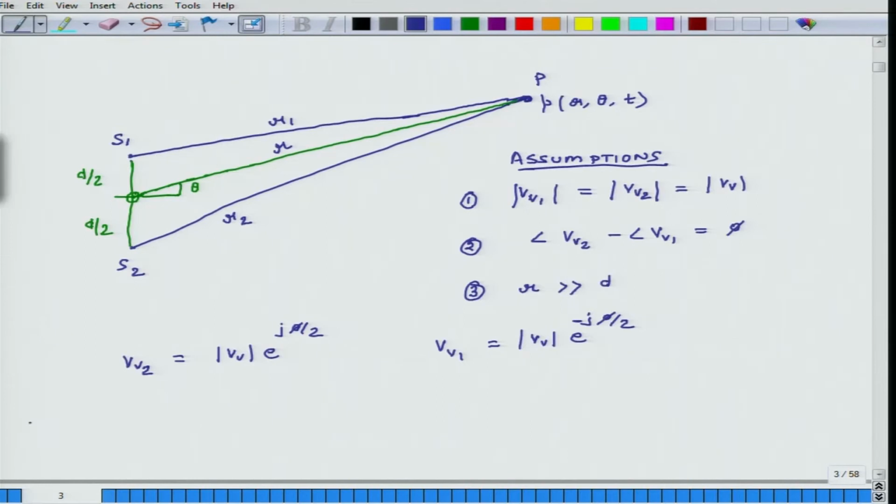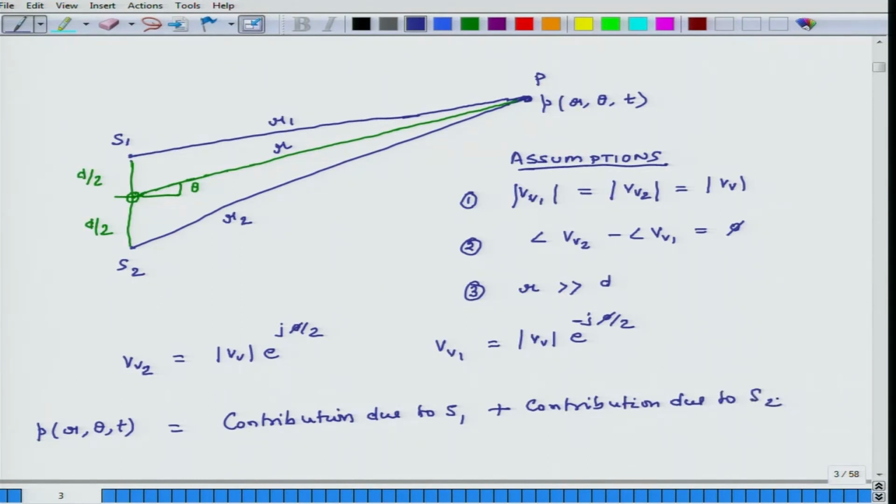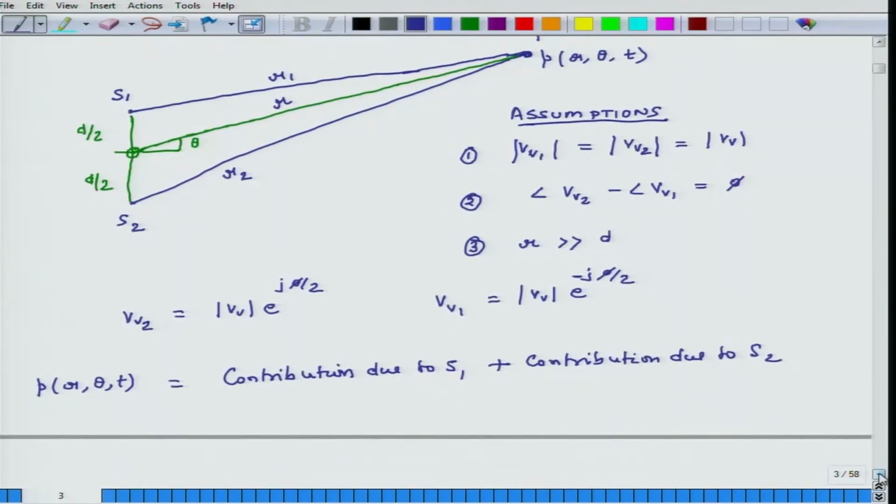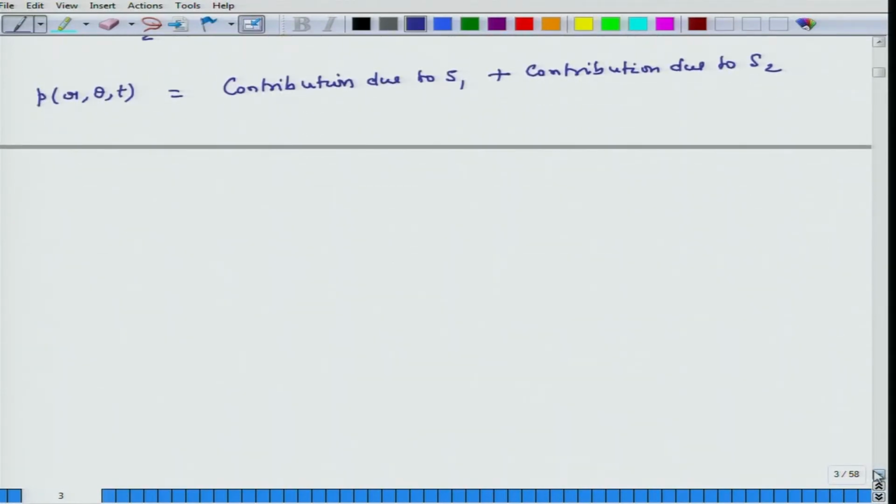Now, let us look at pressure. The pressure at capital point P, which I am expressing as a function of r, theta and t, will have two components. One component will be due to source S1 and another component will be due to source S2. I will just write that in words: contribution due to S1 plus contribution due to S2. We already know how to calculate the contribution due to S1 and S2 using the relation which I explained earlier, so we will just use that relation to compute p(r, theta, t).